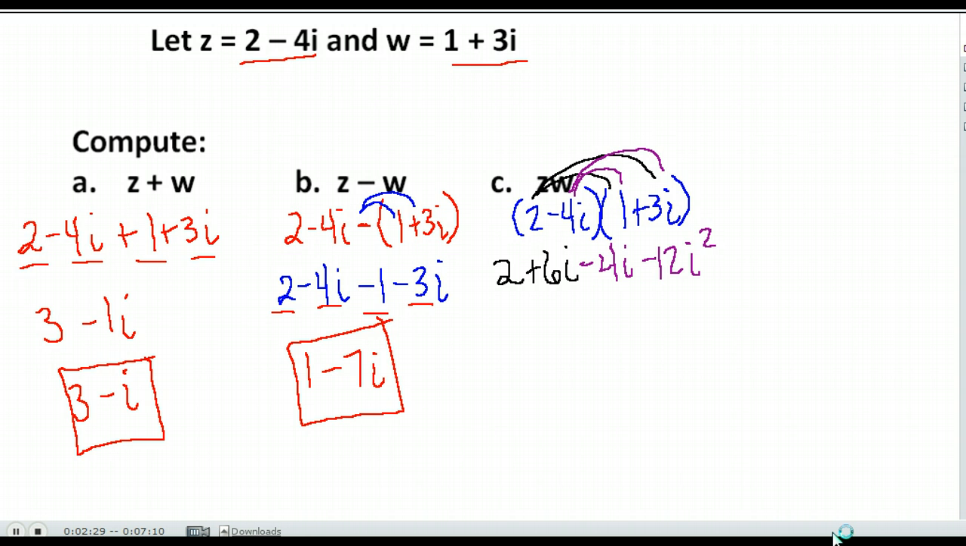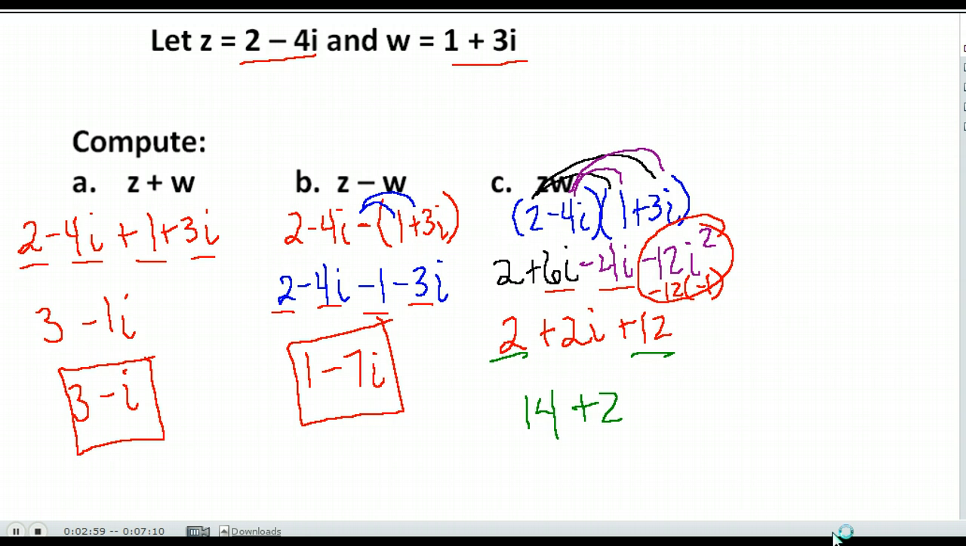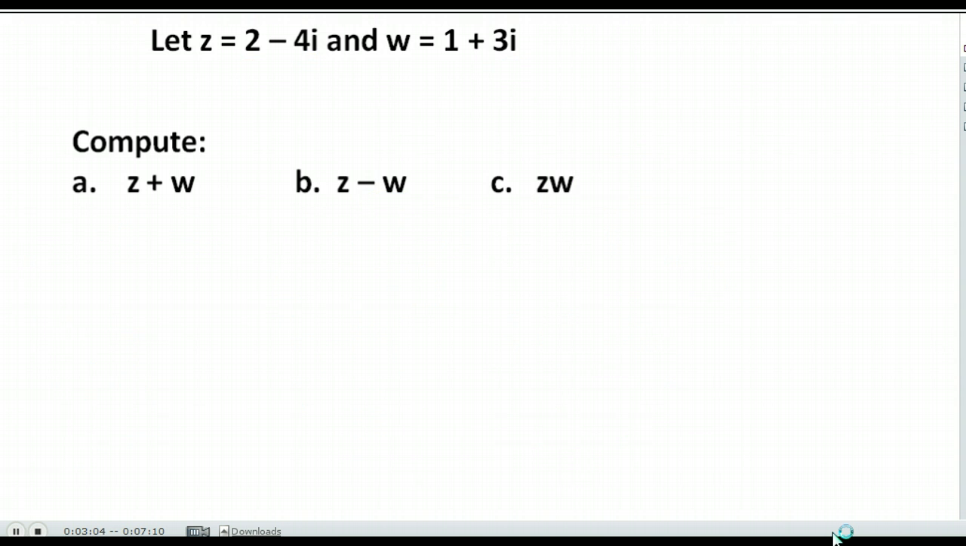Now we have to do some simplifying here because we have a couple of different things we can simplify. I have my 6i minus 4i. Those are like terms. 6 minus 4 gives me positive 2. And then remember, i squared is negative 1. So this here is negative 12 times negative 1, which is a positive 12. Now, my final step here, I have 2 and 12 that can be added together. So my answer is 14 plus 2i. Okay, so just go one step at a time. You ought to be okay.